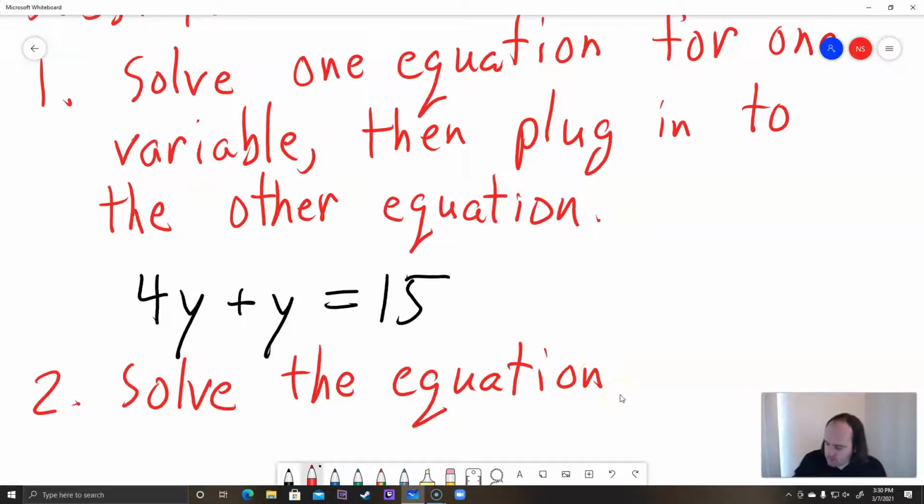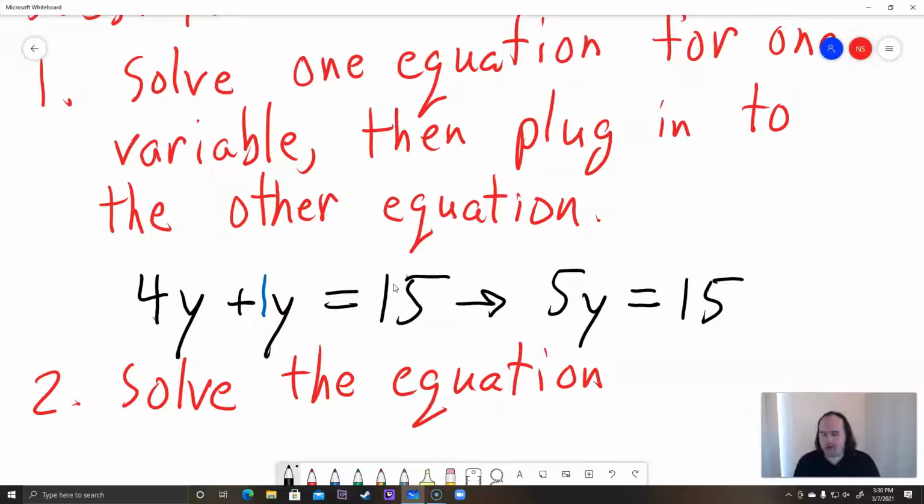Okay? So how do we solve this equation? Well, 4y plus y is 5y, right? Because this is 4y plus 1y. So 4 plus 1 is 5y. So we actually get 5y equals 15. And then if we divide both sides by 5, then we're just going to get y equals 15 divided by 5, which is 3. Okay, so we get y equals 3.